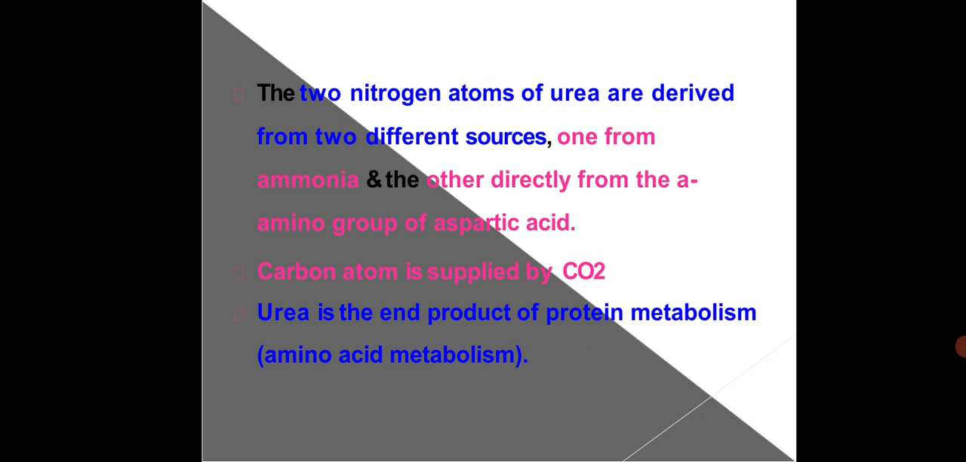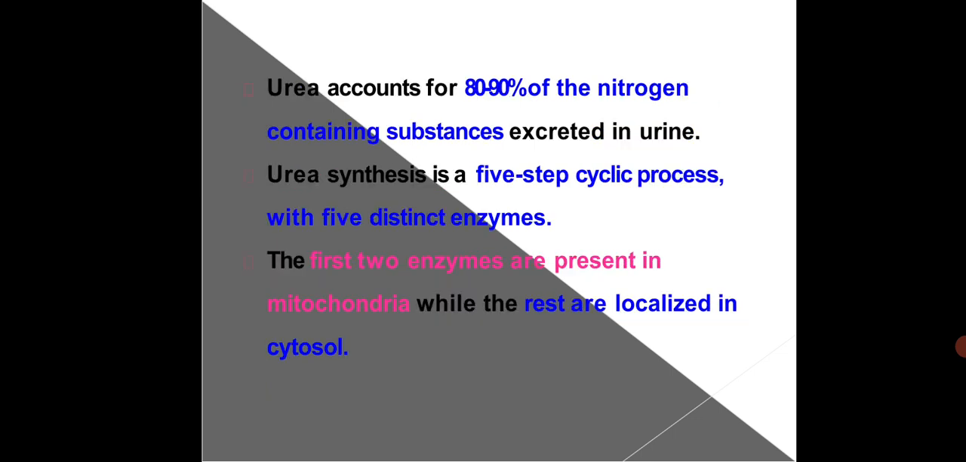The two nitrogens involved in urea are derived from different sources, one from ammonia and the other directly from the amino group of aspartic acid. In urea, the carbon atom is supplied from CO2. Urea is the end product of protein metabolism. Urea accounts for 80 to 90% of the nitrogen-containing substances excreted in urine.